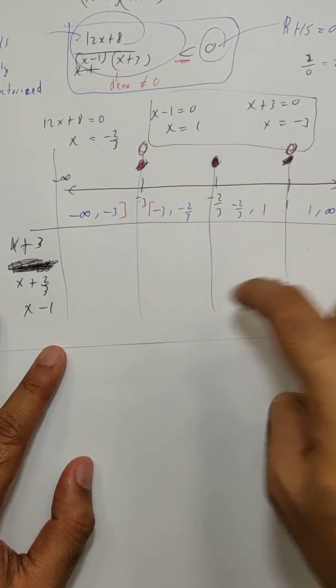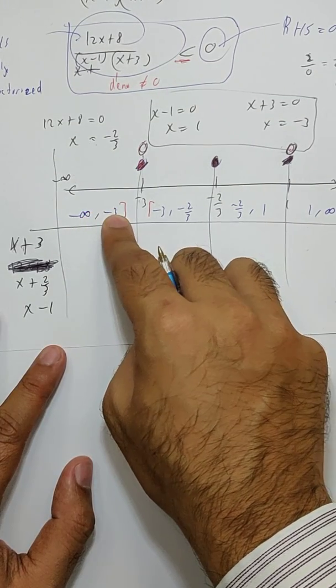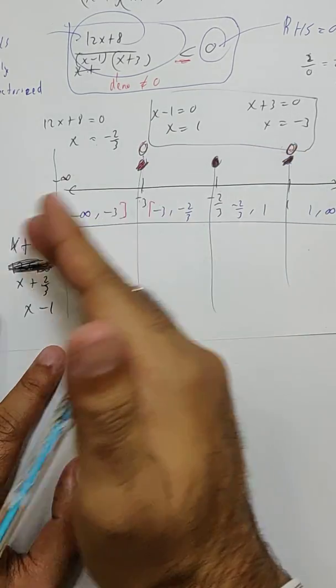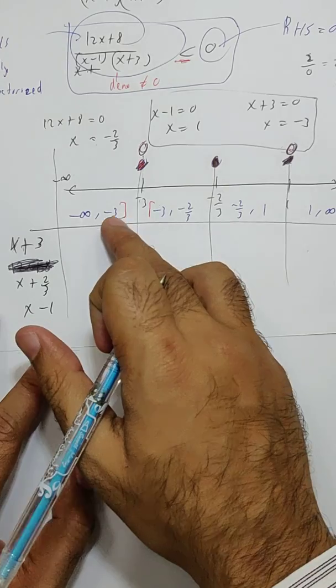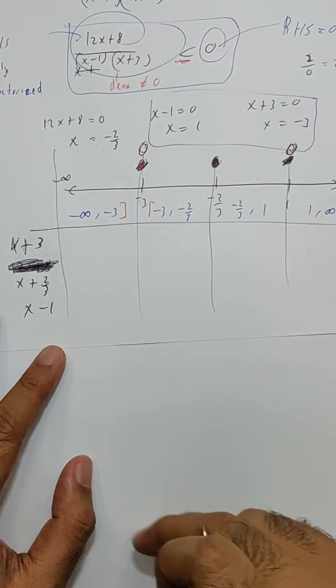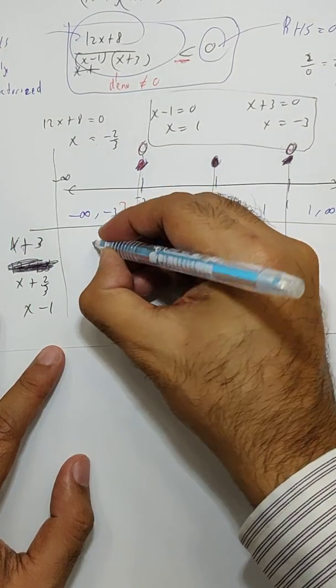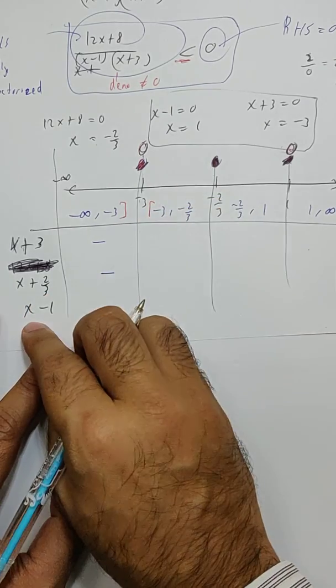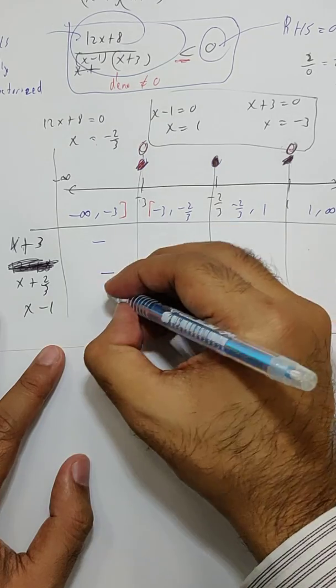So now we put in the numbers like just now. Choose one number between here, negative 4 and negative 5. Negative 4 plus 3: negative. Negative 4 plus 2 over 3: negative. Negative 4 minus 1: negative. See, negative.